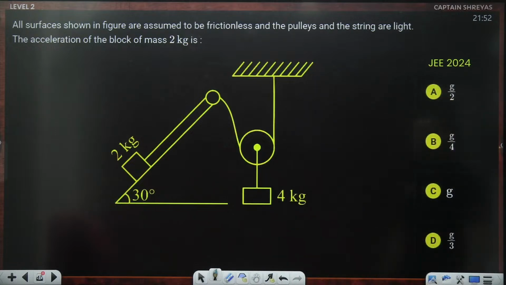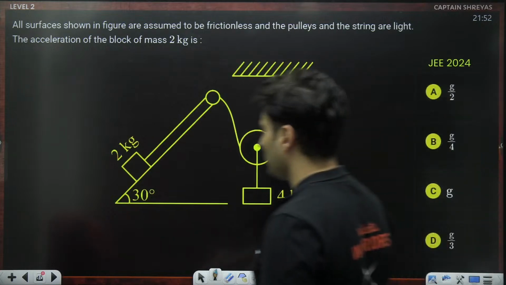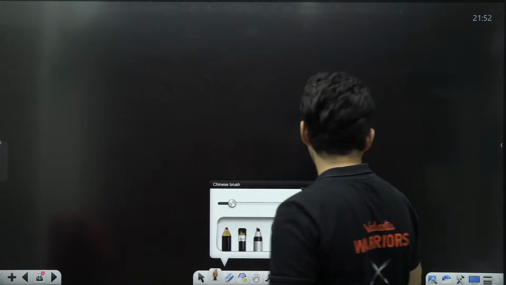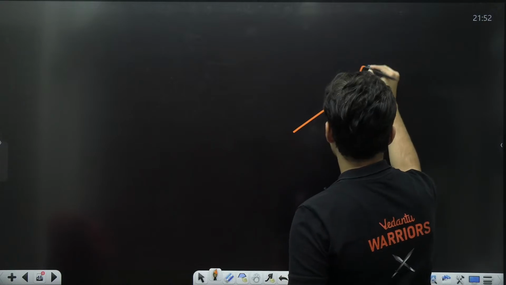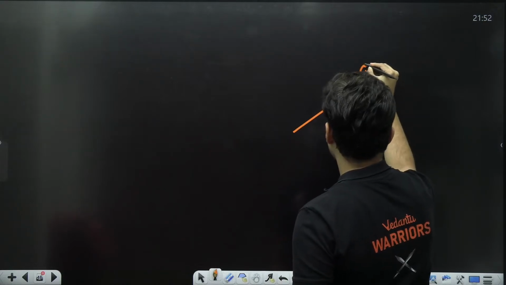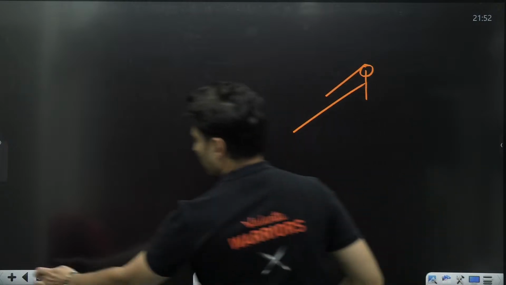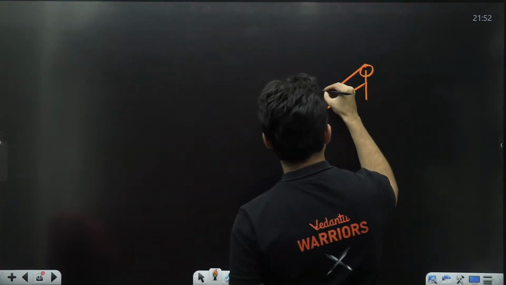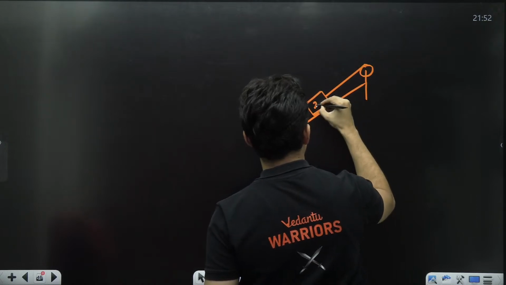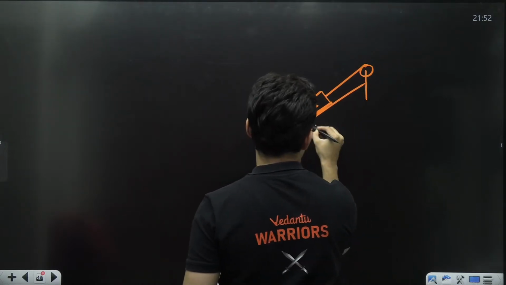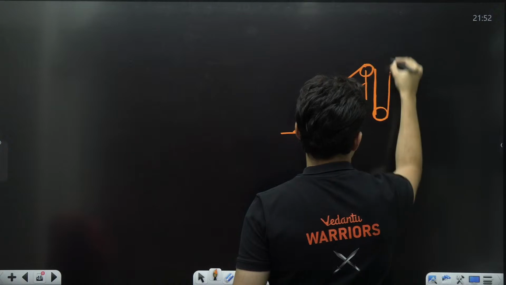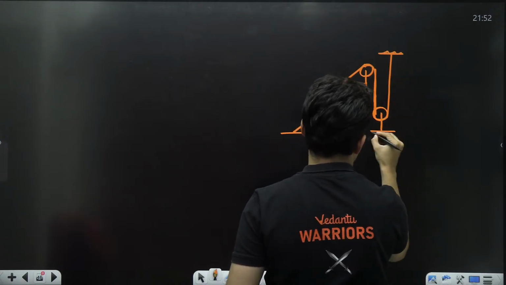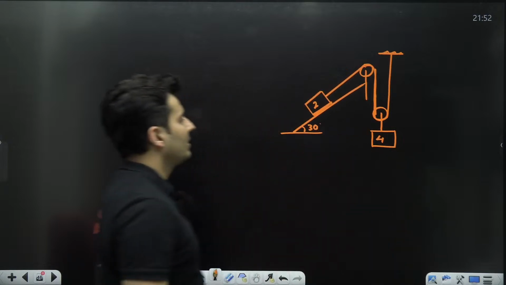This question: all surfaces are rough as shown in the figure. Assume frictionless pulleys and the string are light. Acceleration of the block of mass 2 kg is. Let me just draw a fresh diagram, that will be better. So this is like this. How much is this? 2 kg, 30 degrees. Okay, this is the system.